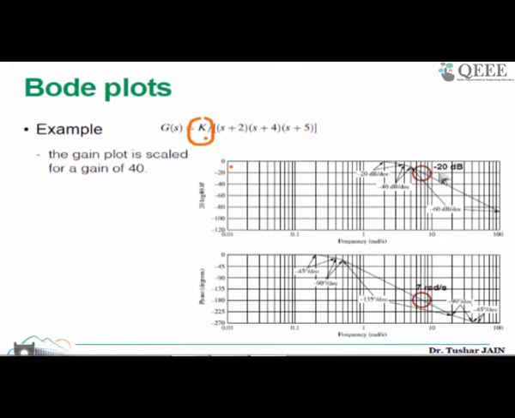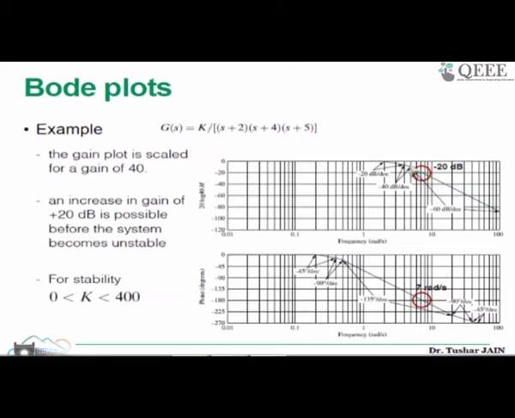So once you compute this, the gain margin is minus 20 dB. What does it say? It says that an increase in gain of 20 dB is possible before the system becomes unstable. So you have the flexibility of increasing the gain K or decreasing the gain K, so that you always stay within this region, which is below this 0 dB line. So how to compute the gain K?